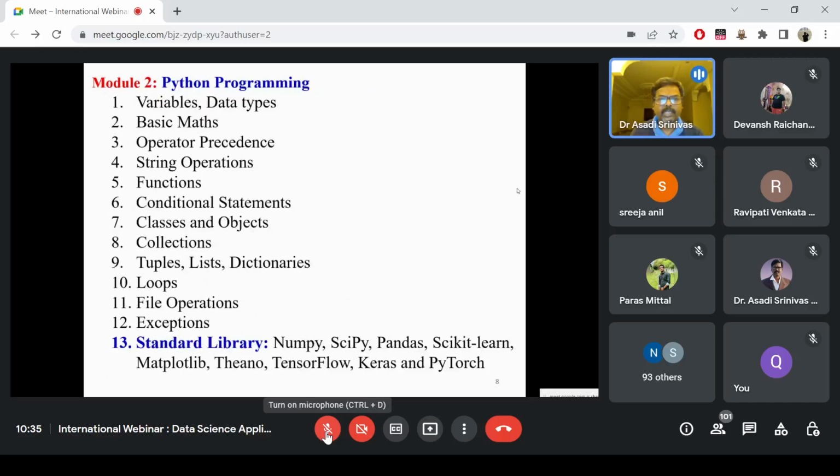In Python programming, what I am going to cover: variables and data types, basic mathematics, operator precedence, string operations, functions, conditional statements, classes and objects, collections, tuples, lists and dictionaries, loops, file operations, exceptions, and advanced Python programming. I'm using NumPy and standard libraries like SciPy, Pandas, Scikit-learn, Matplotlib, Theano, TensorFlow, Keras, and PyTorch.